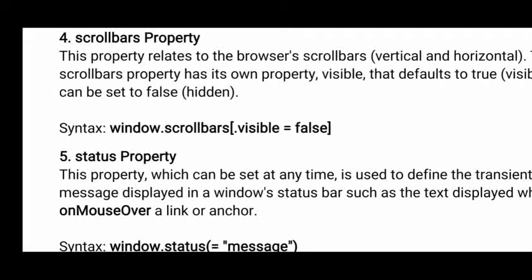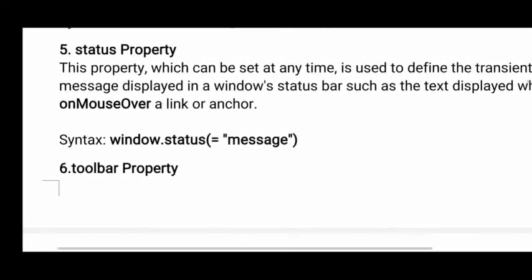Else if you want to hide the scroll bars, then you give window.scrollbars.visible equals false. Now the status property. Status is nothing but the window status bar. At the bottom you will get a status bar, no? So if you want to display the status bar, then we'll use window.status. And if you want to display any message on it, we give window.status equals whatever message you want to print on the browser window status bar.